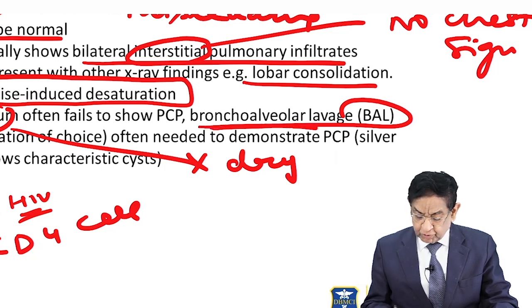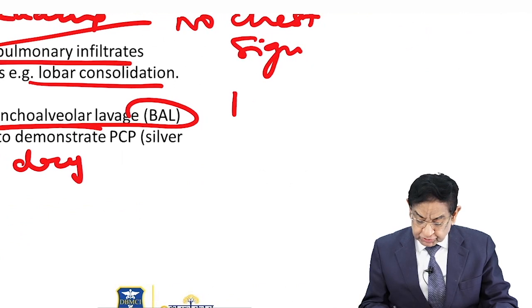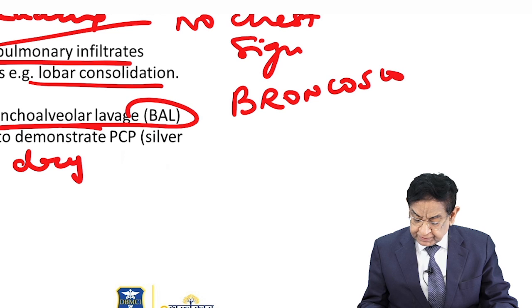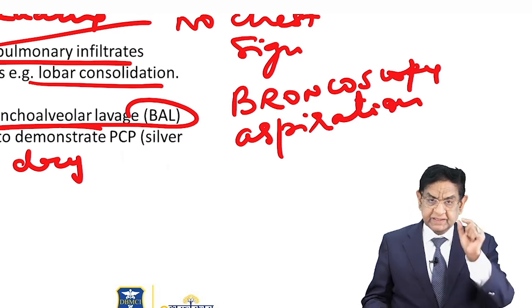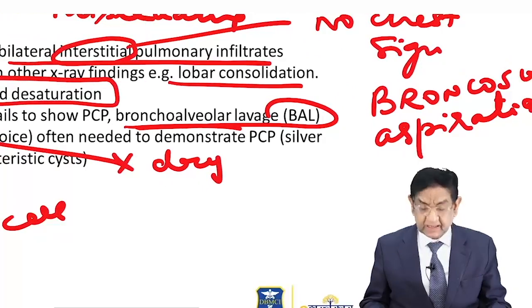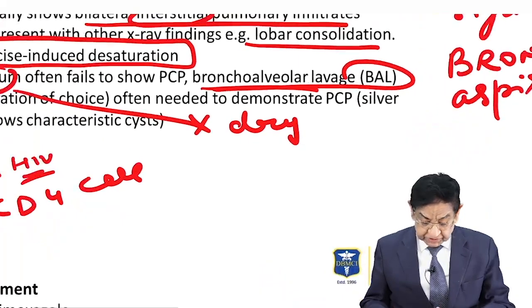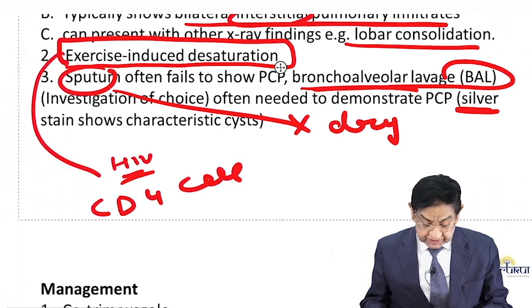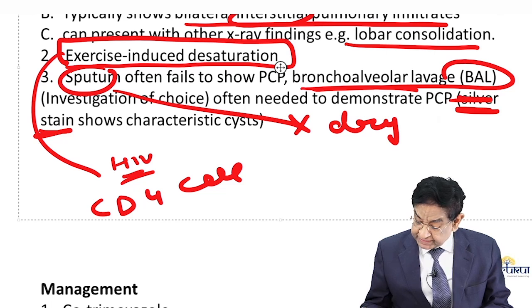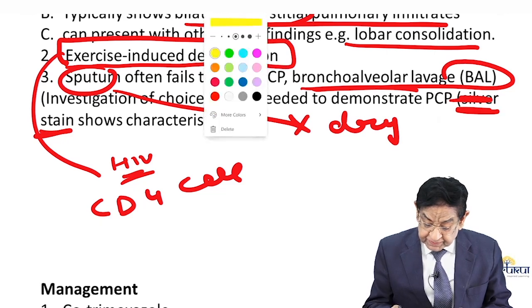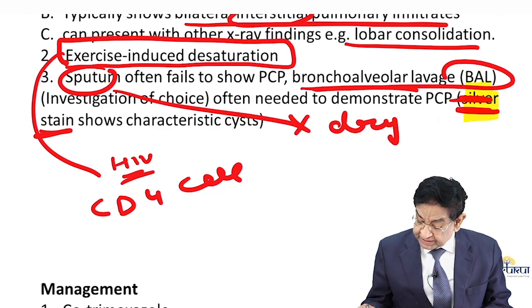So you go for bronchoalveolar lavage, you do bronchoscopy, you take aspiration, and that aspiration you examine under the microscope. Which stain do we use? You use silver stain. Very commonly asked question. Can't afford to forget this. So silver stain. You have to use silver stain in BAL.